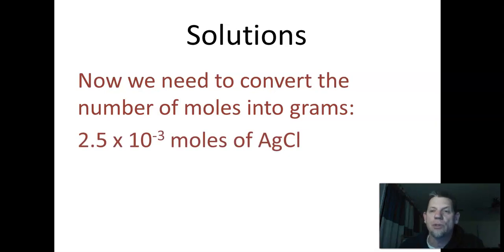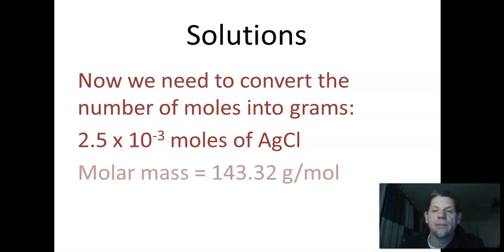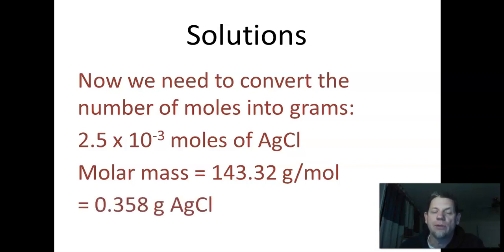So here's the moles that they gave us. This is the number of moles. We need to know its molar mass. So we need to look at a periodic table. You find that silver is 107.87. Chlorine is 35.45. Those add up to 143.32 grams per mole. So how do we convert that into grams? So we know the number of moles. We know the molar mass. We multiply those values. And when you multiply moles times molar mass, we get the number of grams. So our answer in this case was 0.358 grams of silver chloride.